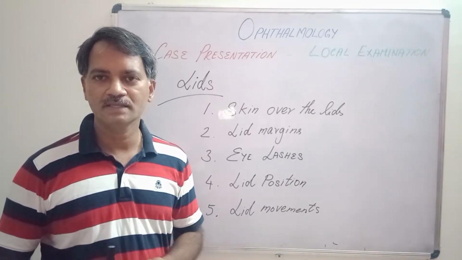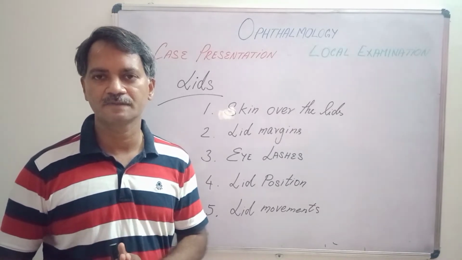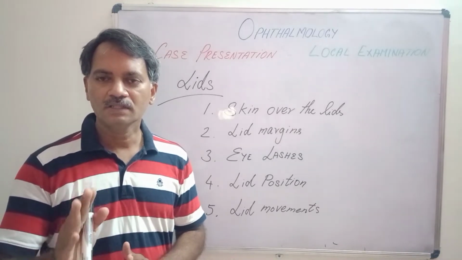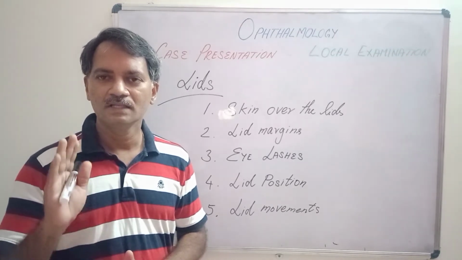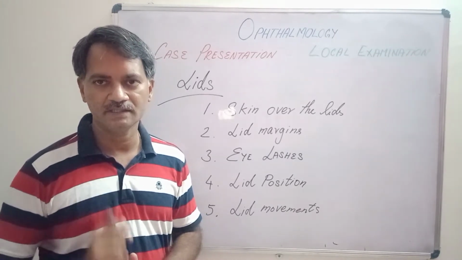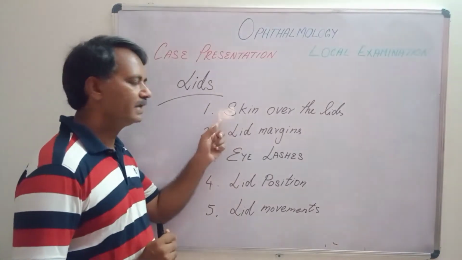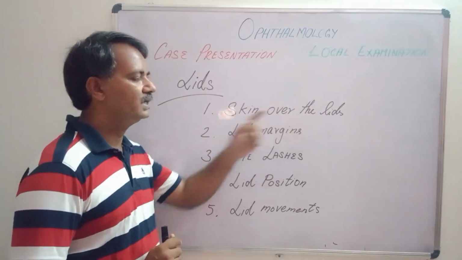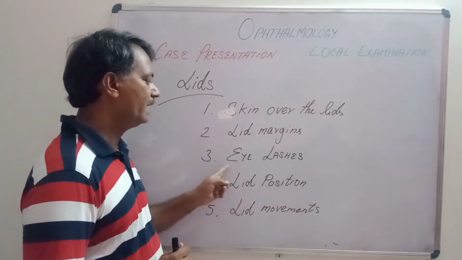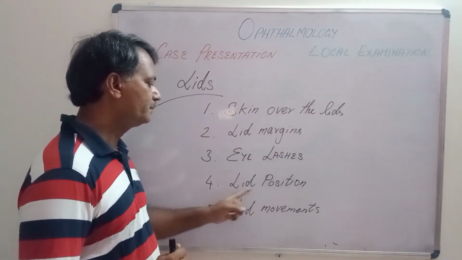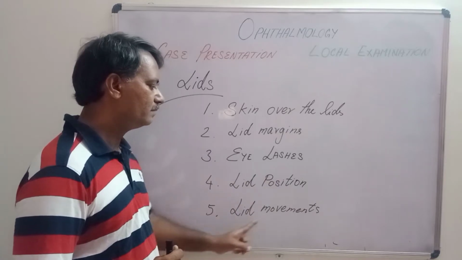Today's topic is examination of the lids. What are the things we have to examine while we are seeing the lids with the torchlight? The things we have to examine are the skin over the lids, lid margins, eyelashes, lid position, lid movements.